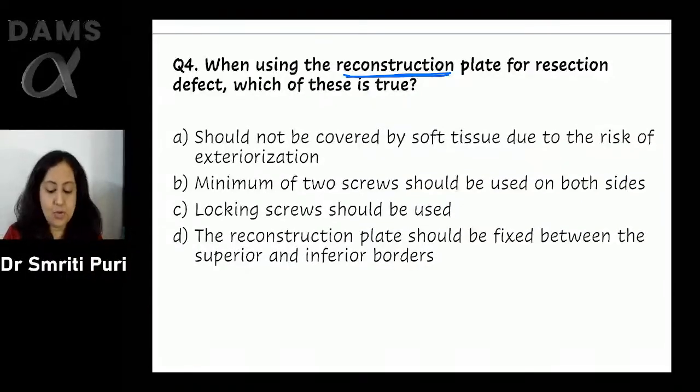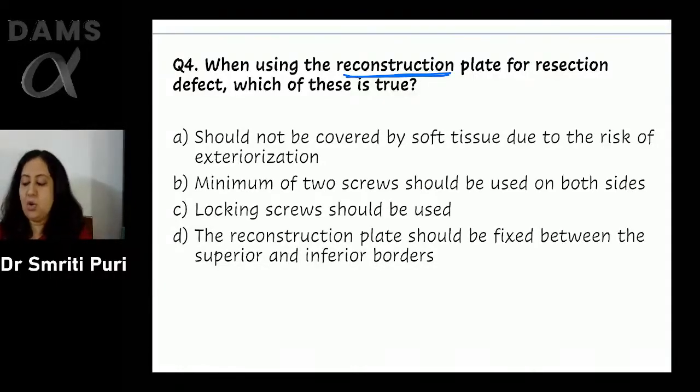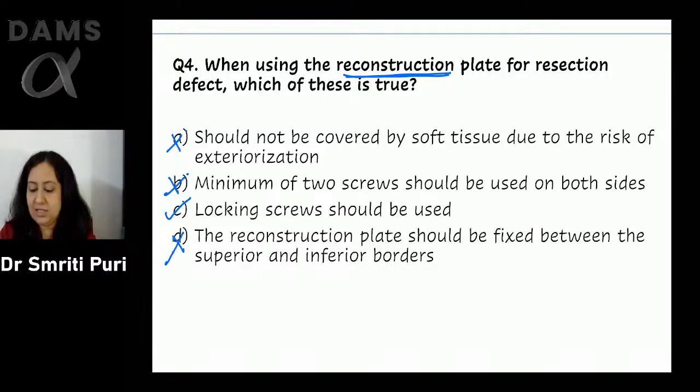They are asking you to identify the correct option. It should not be covered by soft tissue due to the risk of exteriorization. This is false. Minimum of 2 screws should be used on both sides. No, minimum of 3 screws should be used on both sides. Locking screws should be used. Yes, this is correct. The reconstruction plate should be fixed between the superior and inferior border. No, it should be preferably always fixed at the inferior border. So locking screw should be used. This is the correct answer.